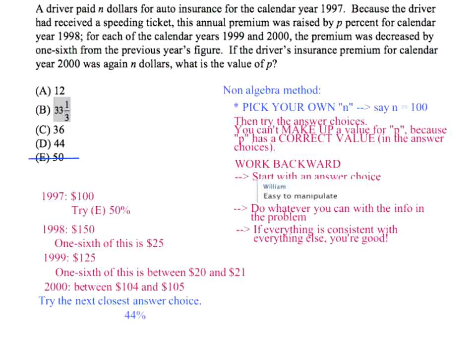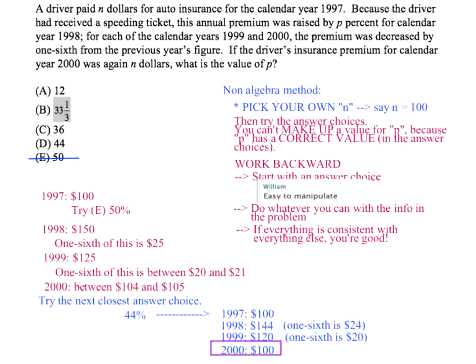So if it's 44%, I mean, that's not super great. But 1997, $100. So then you add 44% of that, which is $144. So 1/6 of $144 is $24. Take that away. It's $120. And look at that, 1/6 of this is $20. So, boom, we win.